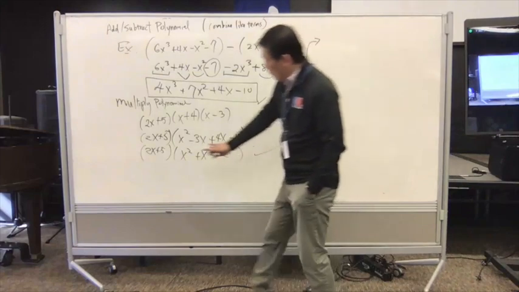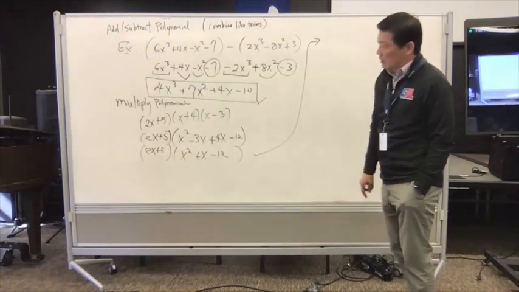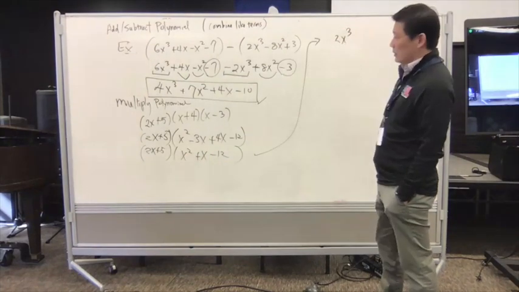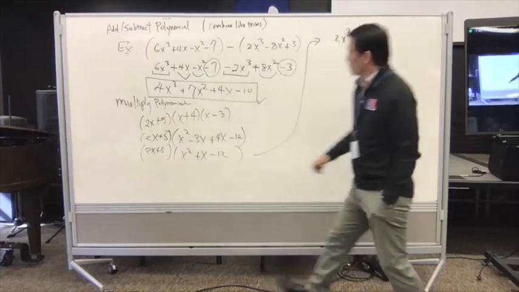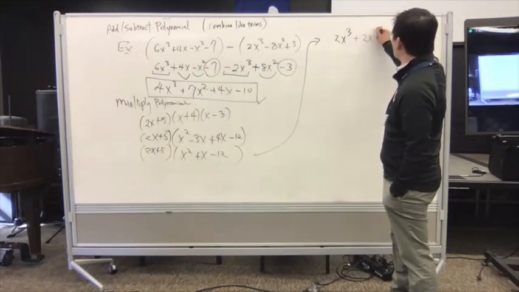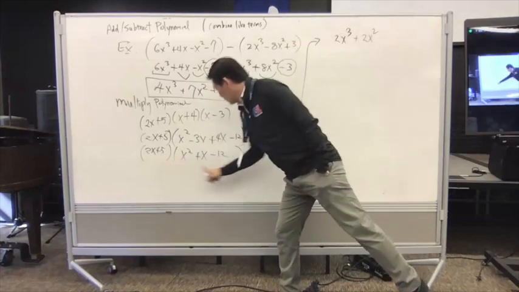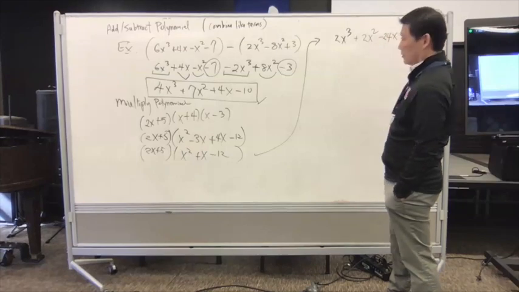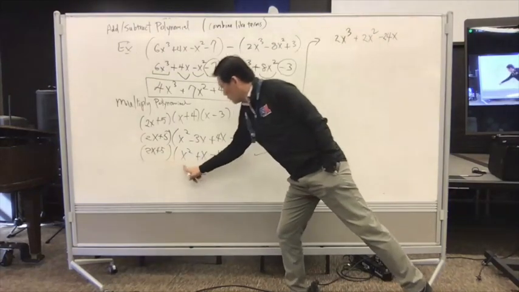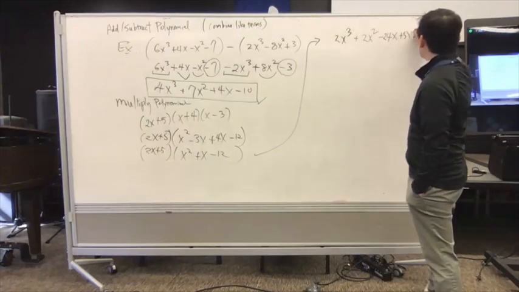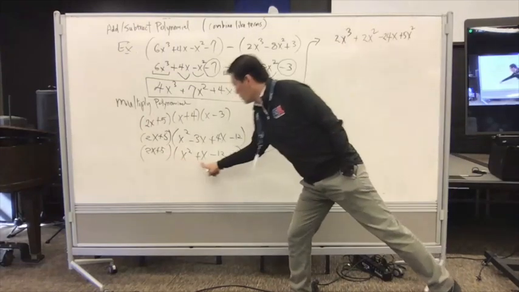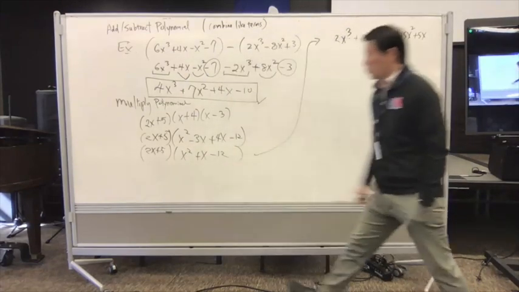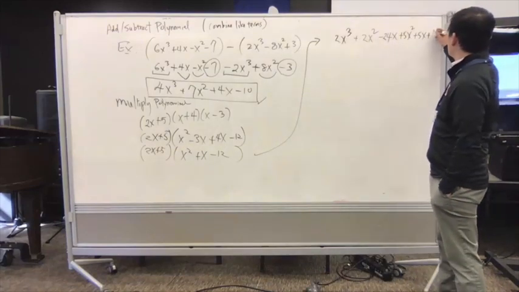Now, right now, I just go ahead and multiply this out, right? So 2x times x squared, I get 2x cubed. 2x times x, I get positive 2x squared. 2x times negative 12, I get negative 24x. 5 times x squared is 5x squared. 5 times x is positive 5x. And 5 times 12 is 60.